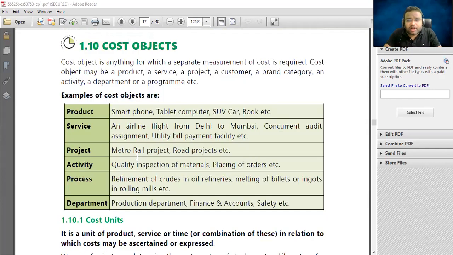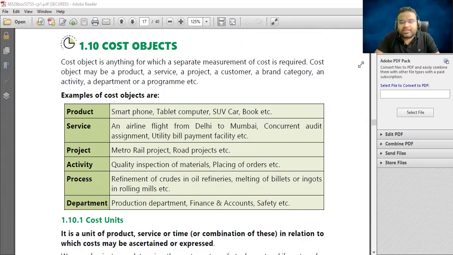This cost object topic will also be discussed in activity-based costing, but it's better if you can understand it by itself. What is meant by cost object, sir? Cost object is anything for which separate measurement of cost is required. Cost object may be product, service, project, customer, brand, activity, department, or program, etc. For example, I'm running a CA institute. If I want to find out the cost of the CA Inter course, that is one cost object. If I want to know the cost of running CA Final, that is one cost object.